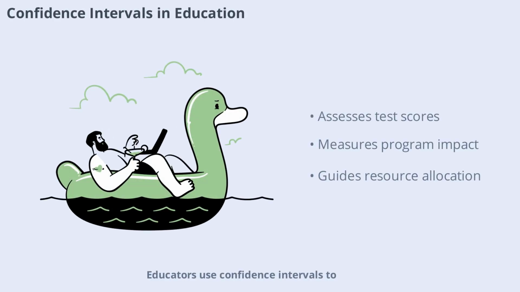Educators use confidence intervals to assess test scores and program effectiveness. For example, a school might report average test scores with a confidence interval to show the range of likely values. This helps administrators and policymakers understand the impact of educational interventions and allocate resources more effectively.